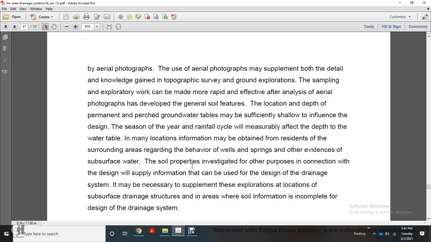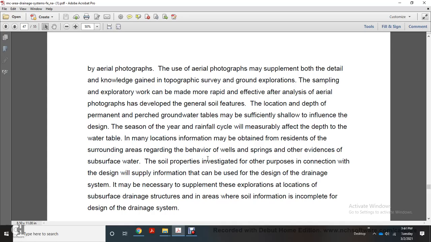The use of aerial photographs may supplement both the detail and the knowledge of the ground. With the topographical survey and ground exploration, sampling and exploratory work may be done far more rapidly and effectively by analyzing an aerial photograph. This develops the general soil features, location, and depth of the permanent and perched groundwater table that may be shallow enough to influence the design.